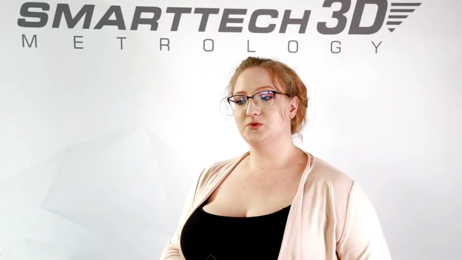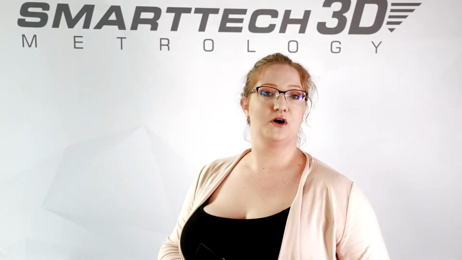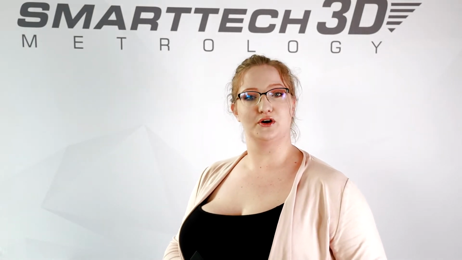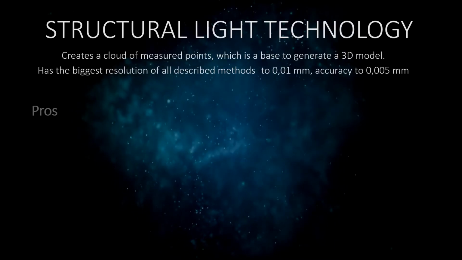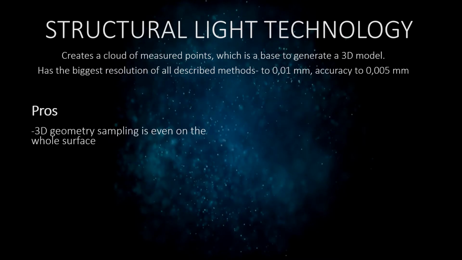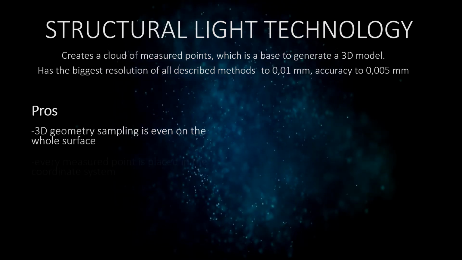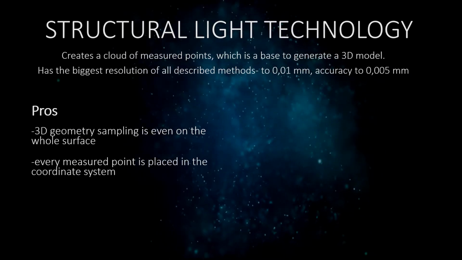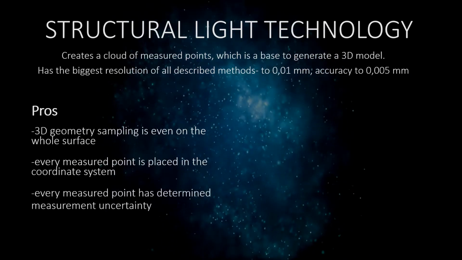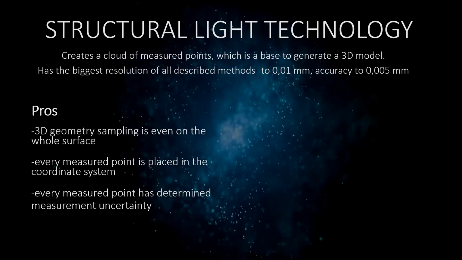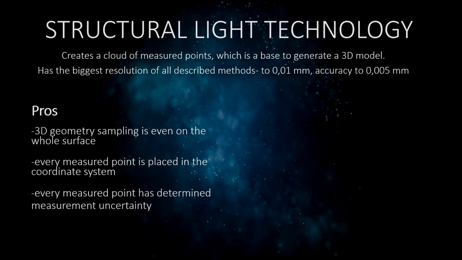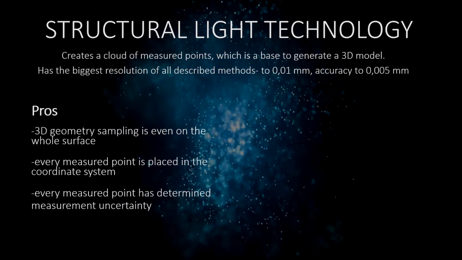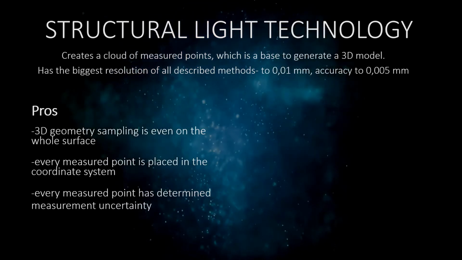The company uses technology invented by a group of scientists from the Institute of Technology in Warsaw, led by Professor Małgorzata Kujawińska. Scanning with structural light technology enables 3D geometry sampling even on the whole surface and places every measured point in the coordinate system. Every measured point has known determined measurement uncertainty, which means we know what is a possible mistake of the placement of every point. For scanning with structural light, such a mistake can reach 0.005 mm.